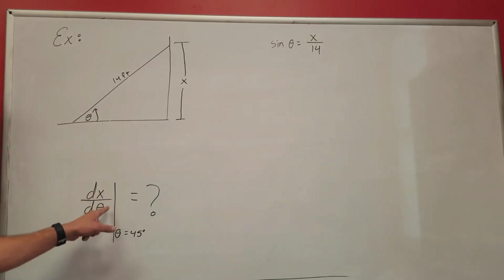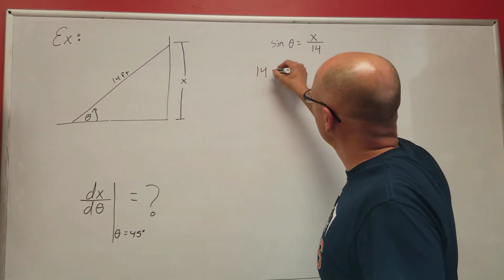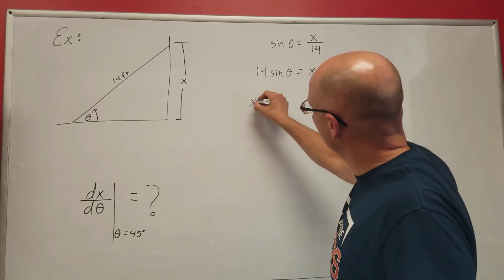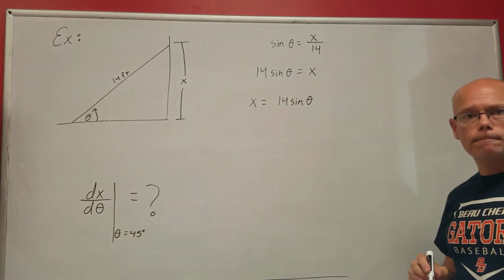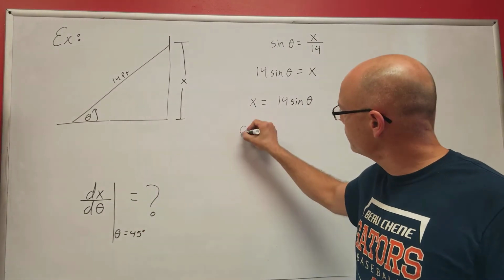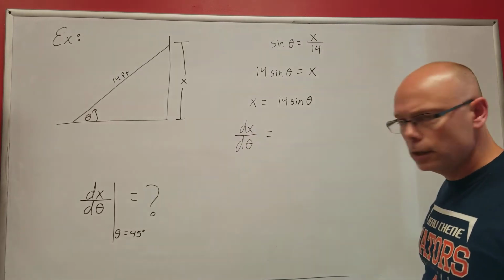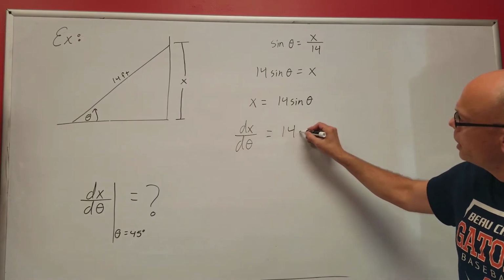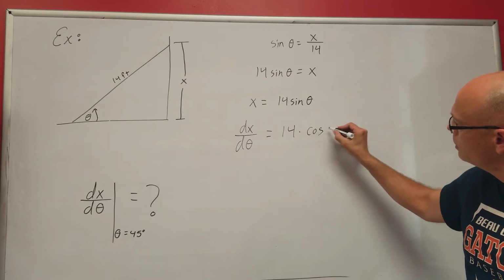I want dx over d theta, so let me solve for x here. So I'll say 14 sine of theta is equal to x, or I could say what? X is equal to 14 times the sine of theta. Now let's find the derivative of x with respect to theta. So theta is my variable here. I'm going to take the derivative with respect to theta. So we have 14 times, what's the derivative of sine? That's the cosine, right?